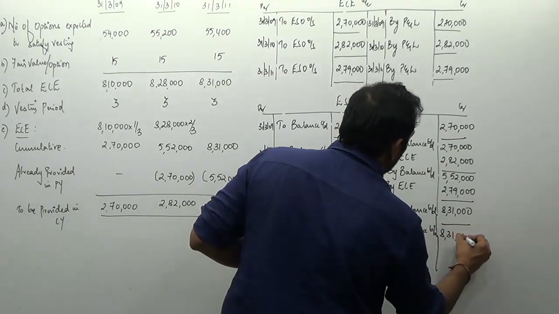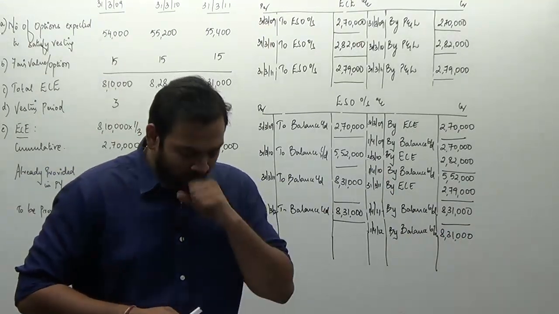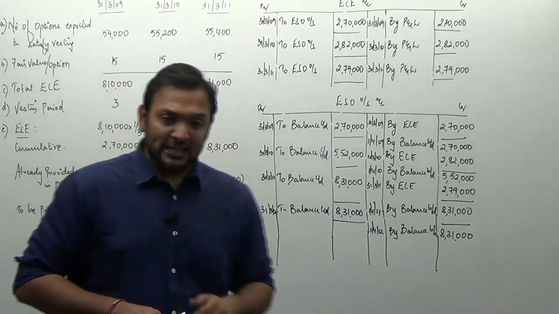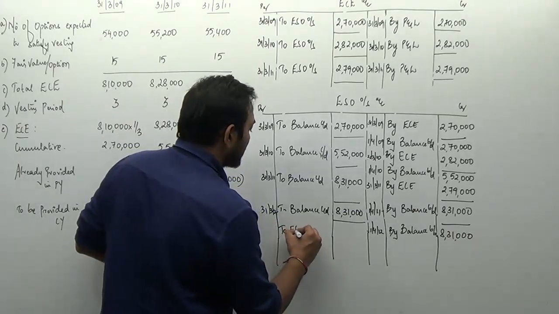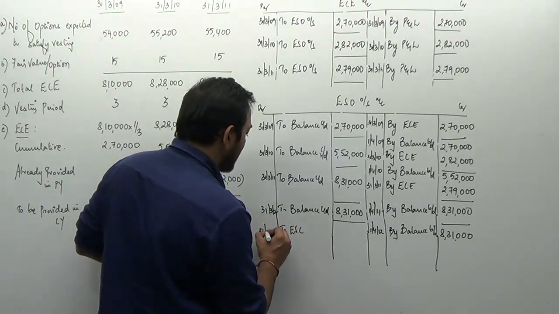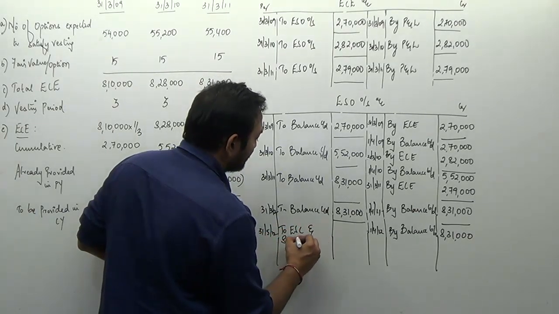1st April 2012, balance brought down 8,31,000. Check. Employees exercising are 550, to equity share capital on 31st May 2012, to equity share capital and securities premium.